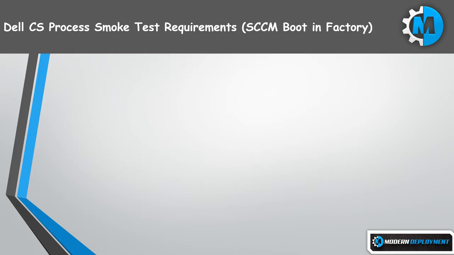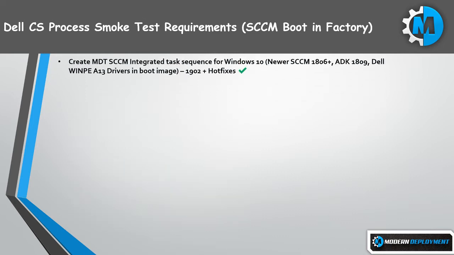So getting back to the smoke testing. For the boot in factory process, there are specific testing requirements that we need to have in place. I normally recommend that you have an MDT integrated task sequence, number one, for Windows 10. Make sure it has, for example, ADK 1809. It has the Dell WinPE drivers in the boot WIM, and SCCM 1902 or above with the latest hotfixes. I know a lot of you out there are on older versions of SCCM. Get updated on your SCCM environment.